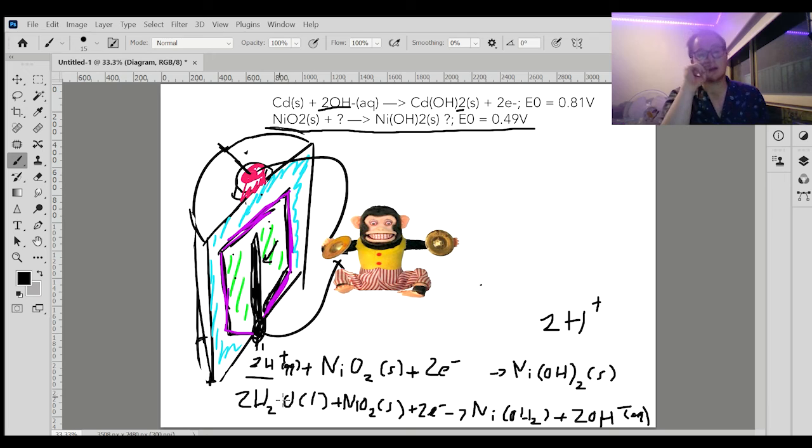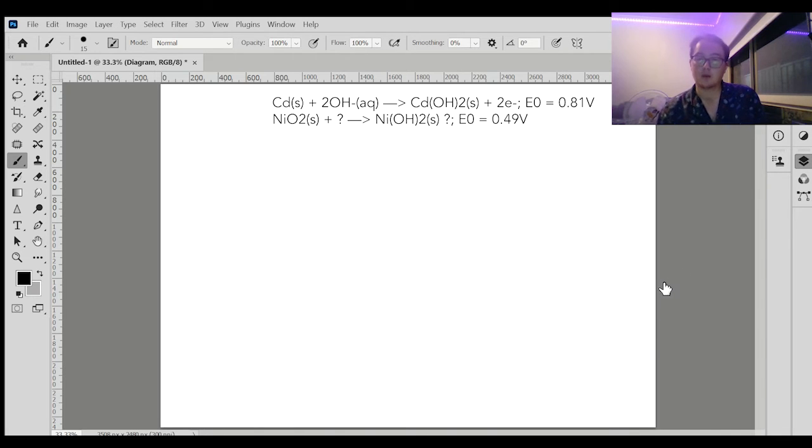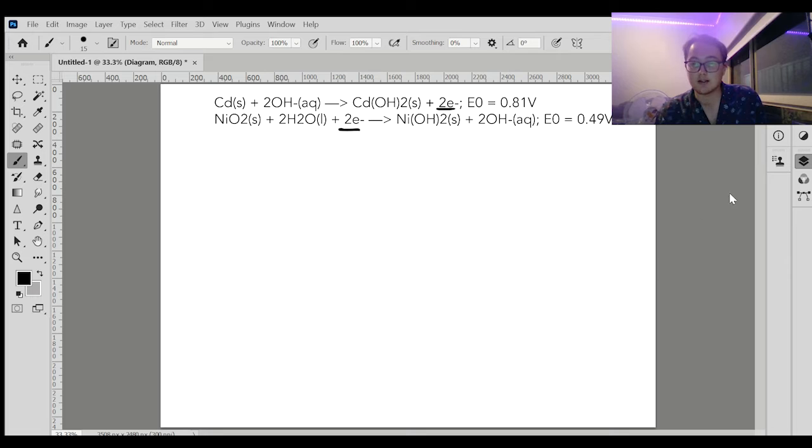So yeah, once we do that, we get 2 water plus 2 NiO2 plus 2e minus goes into nickel hydroxide. Oh, whoops, that's not supposed to be on here. Just be outside. Don't get that mixed up on the test. And then 2 hydroxide ions. Definitely know how to do that.